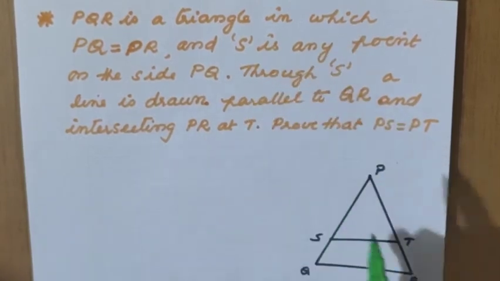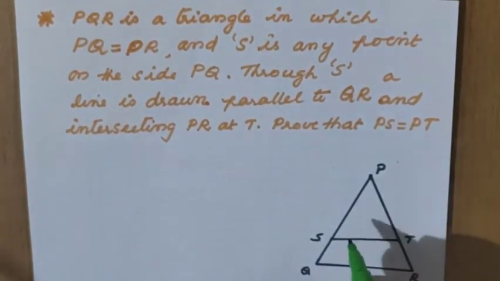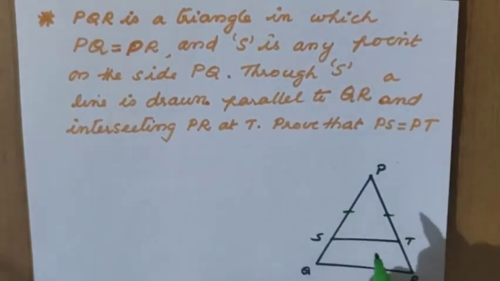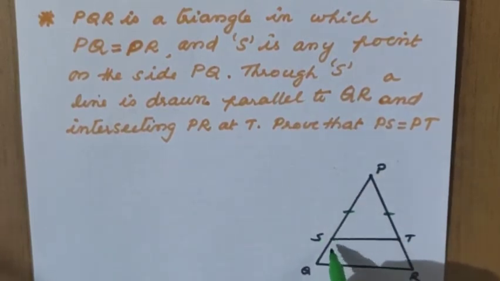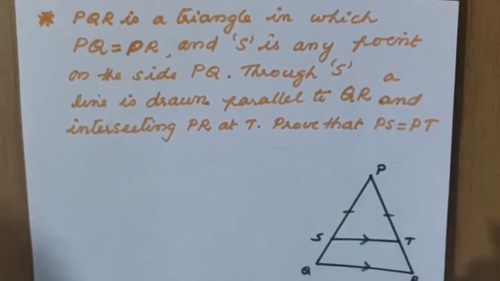PQR is a triangle in which PQ equal to PR. So, we will mark this PQ equal to PR. S is any point on the side PQ. Through S, a line is drawn parallel to QR and intersecting PR at T. Prove that PS equal to PT. We have to get this only equal side, right?